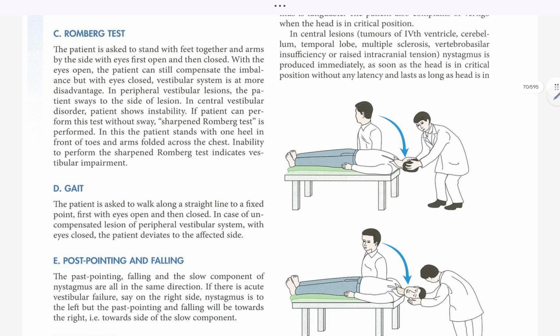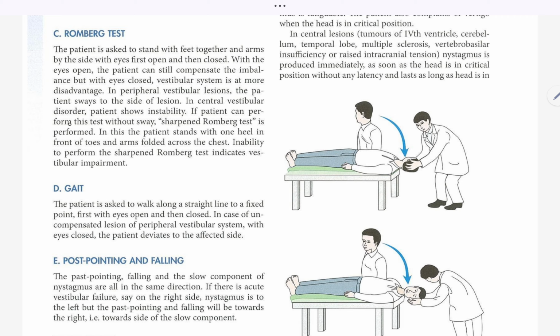Romberg's test. The patient is asked to stand with feet together and arms by the side with eyes first open and then closed. With the eyes open, the patient can still compensate the imbalance, but with the eyes closed, vestibular system is at more of a disadvantage. In peripheral vestibular lesions, the patient sways to the side of lesion. In central vestibular disorder, patient shows instability.